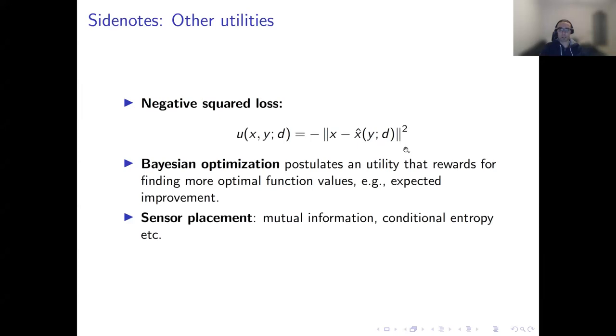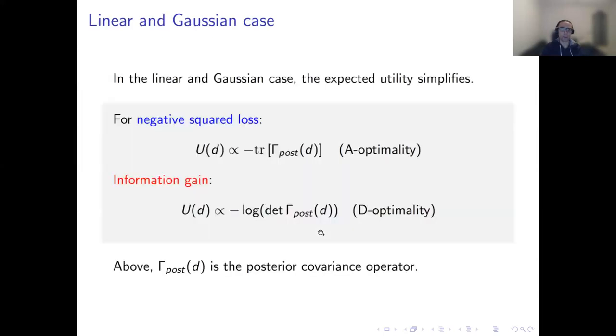justified choice. Now, if you're familiar with Bayesian optimization, a little bit of a detour here, Bayesian optimization postulates a very different utility that rewards for finding optimal function values, sometimes called expected improvement. And then for sensor placement, you might have different types of utilities via mutual information, conditional entropy, and so forth.